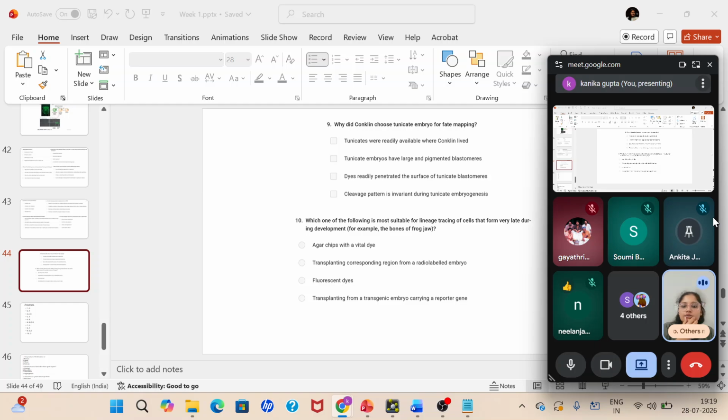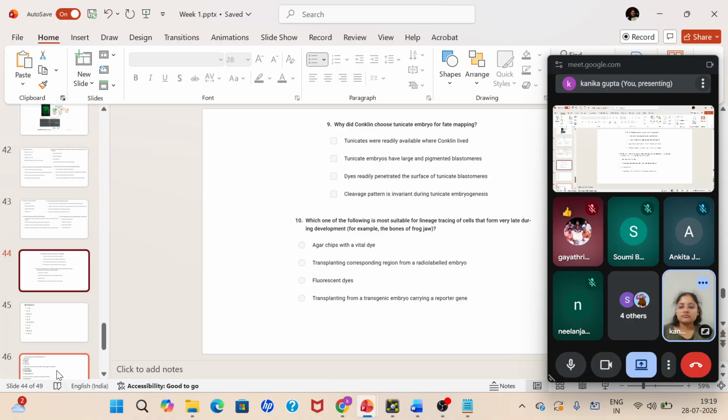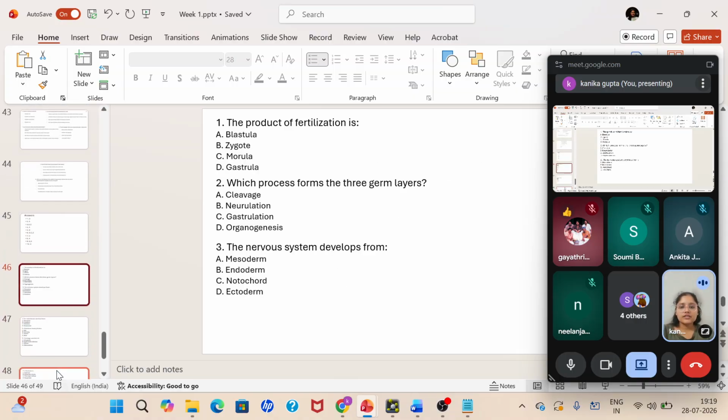So yes, the answer to this question is transplanting from a transgenic embryo carrying a reporter gene. Okay, this is what the answer to question number 10 is. So with this, we finish the assignment questions. I hope you guys understood the questions and why the answers are what they are. And now let's move towards the questions that I have brought for you guys. The very easy questions just to brush up your lecture.